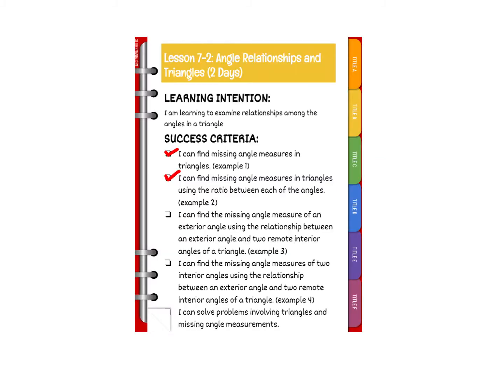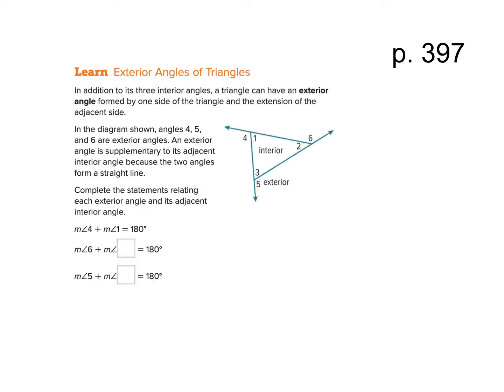All right, so our learning intention for today is that we're looking at the angles in a triangle, and we're going to be able to find some exterior angles using the relationship between an exterior angle and two remote interior angles, and I'll show you what that means.